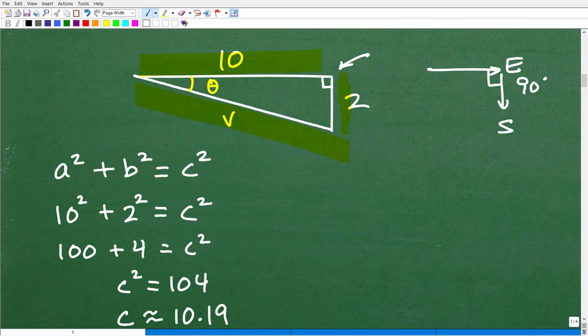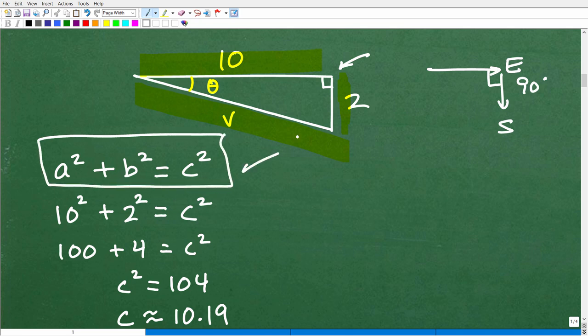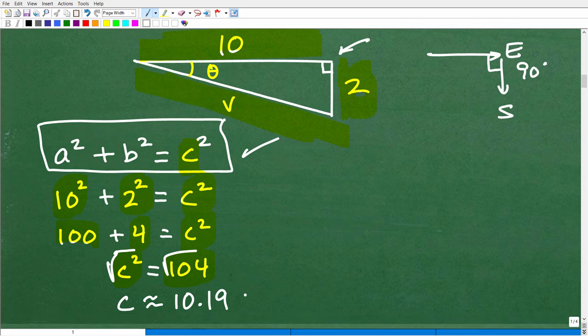To find the length of this hypotenuse, we're going to use the Pythagorean theorem, and hopefully you remember that. We're going to solve for c, which is the length of the hypotenuse. We square each of the shorter sides, so that's 10 squared plus 4 squared, equal to c squared, or in this case, v squared. Same information. 10 squared is 100, 4 squared is 16, so c squared is equal to 116. I take the square root of both sides, so c is the square root of 104, approximately 10.19.